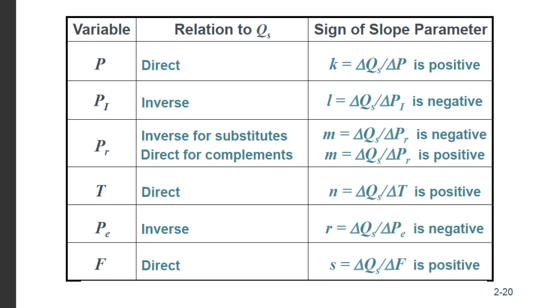Yes, the future expected price of the product being supplied. Why would it have a negative relationship? So the price is going to be higher. The interpretation is the price is higher in the future. Why should the amount supplied become negative?